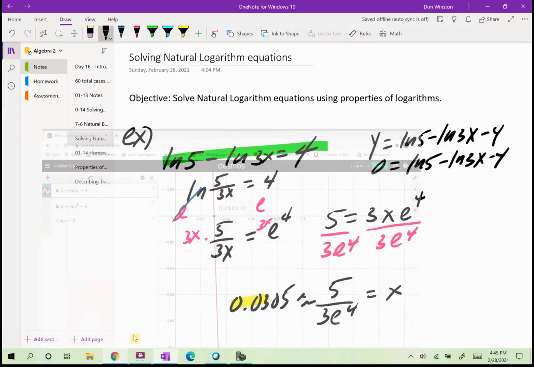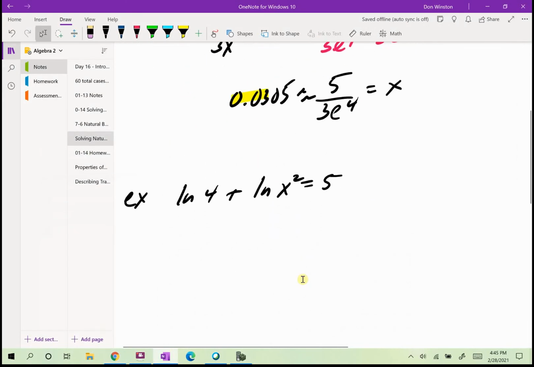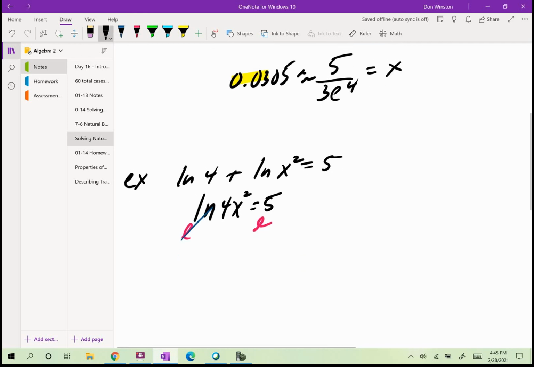Let's look at the next example. The natural log of 4 plus the natural log of x squared is equal to 5. So we have addition of logs. Remember, addition involves multiplication of what you're taking the log of. So I'll have the natural log of 4x squared equals 5. Then I'll take e raised to that and e raised to that, which uses inverse properties.